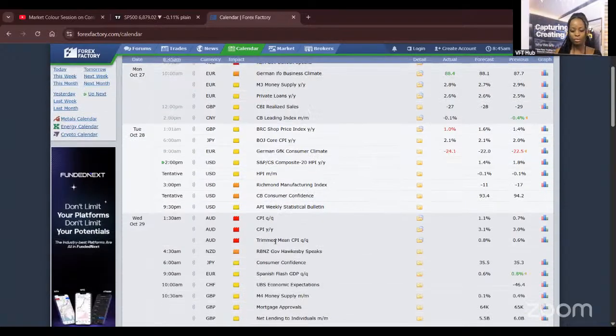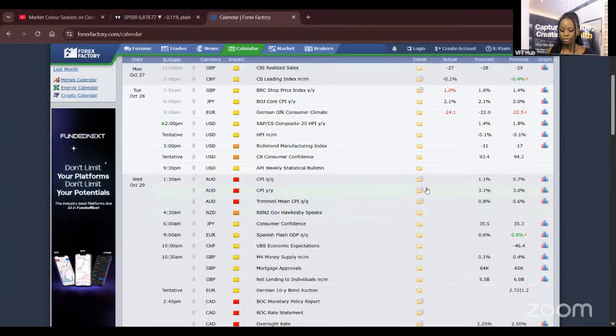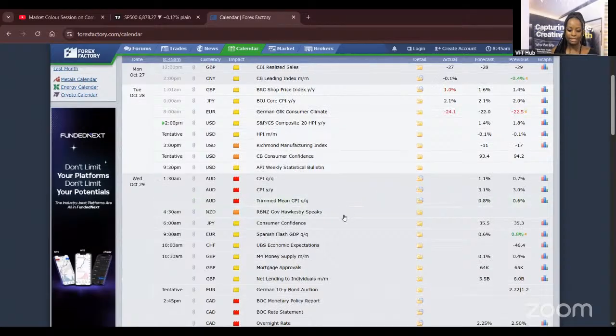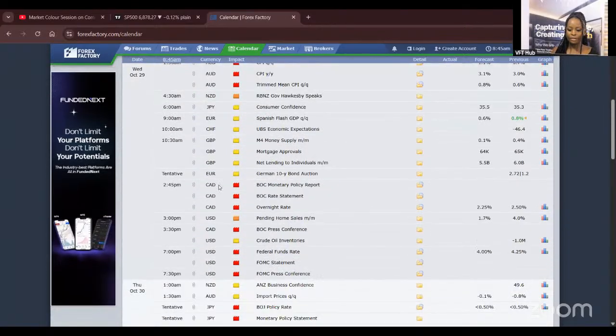However, tomorrow for AUD, we have CPI quarter and year-on-year coming out. So watch out for that and read up on the data to see how that would play a part in AUD USD as an asset class. Then we also have high impact news releases coming out on the Canadian dollar. There's the BOC monetary policy report, rate, overnight rate. There's also the federal funds rate on the dollar, FOMC statement. So endeavor to watch out for the news, right?